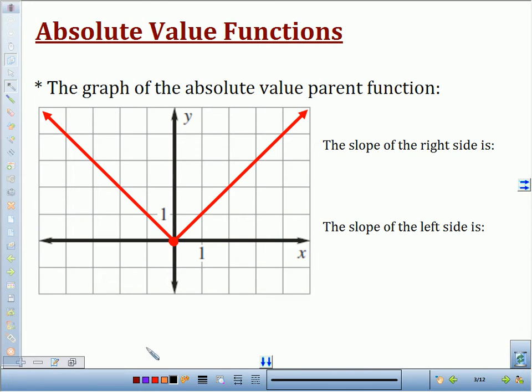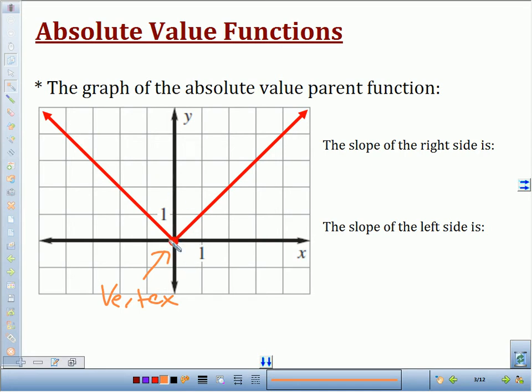There are a couple of things that we want to note. The first is the vertex. Now the vertex is the lowest or highest point of an absolute value function. On the parent function, the vertex is at (0, 0), right in the origin. We're going to use that a lot when we start doing translations because we're going to begin with the origin.